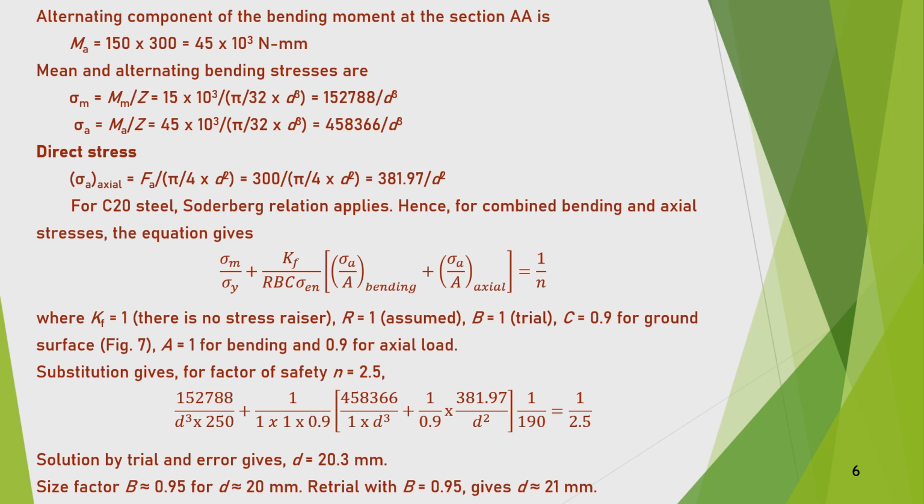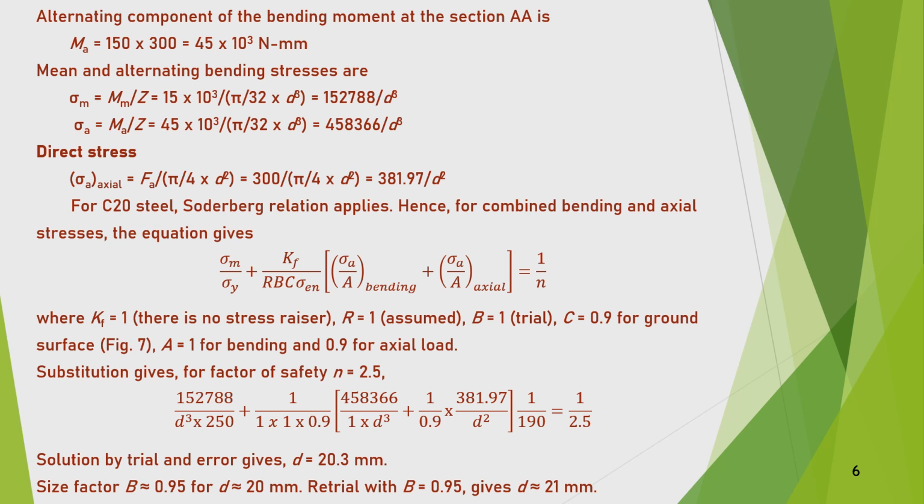Hence for combined bending and axial stresses, the equation gives sigma m divided by sigma y plus Kf divided by R B C sigma en, sigma a divided by the type of load factor A for bending, and sigma a axial divided by A axial is equal to 1 by factor of safety. Remember that the type of loading factor A for bending and axial are different.